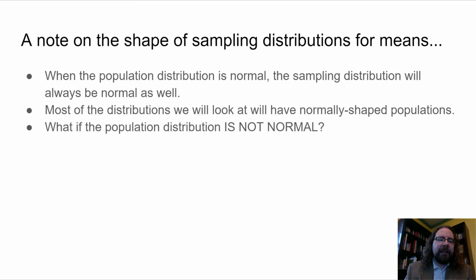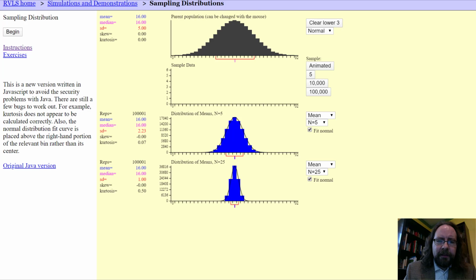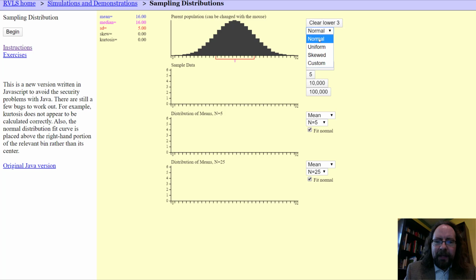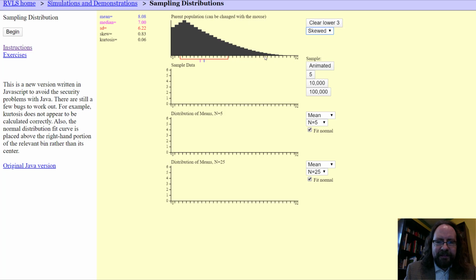But what if the population distribution is not normal? Because there are plenty of distributions in the world that don't have a beautiful looking bell curve. So we can actually take a look at that. I'm going to change my parent population here to be skewed. And you can see here this is a right skew since the tail is off to the right.